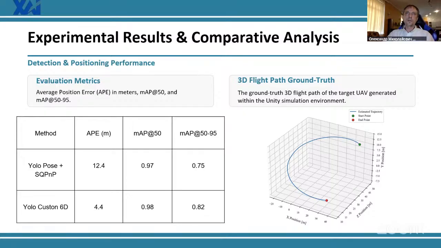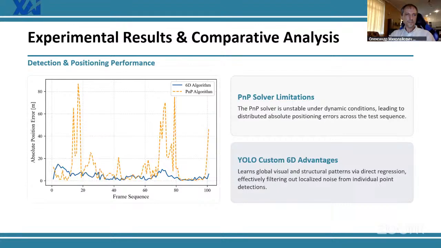However, the real difference is observed in average position error. Our proposed model achieved a nearly threefold increase in position accuracy, demonstrating that direct regression performs much better than traditional geometric solvers. Next slide, please.